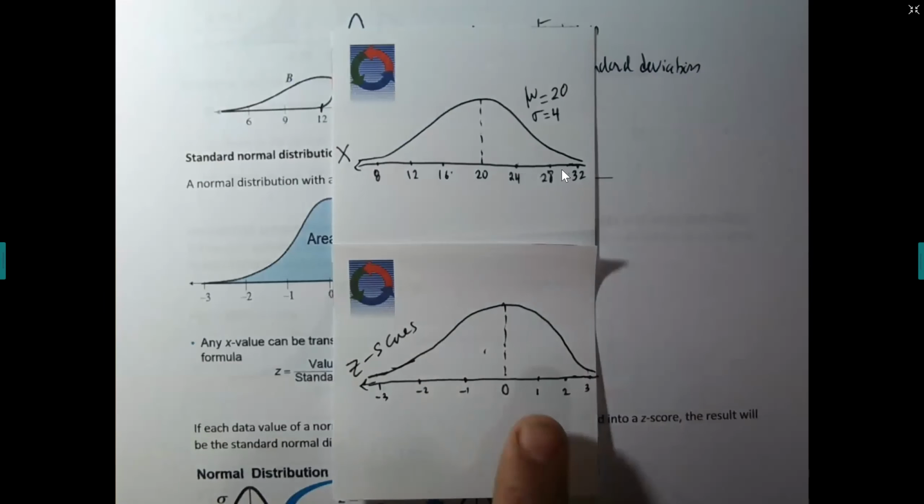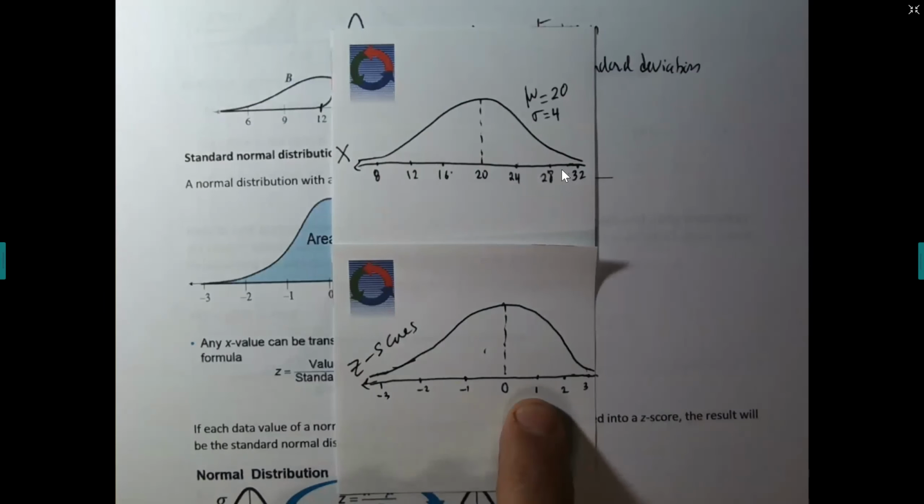Okay. This one, guys, doesn't mean just number 1. It means a z-score of 1. That means the value is 1 standard deviation above the mean. This is 2 standard deviations above the mean. This is 3 standard deviations above the mean. If you ask me how come 20 became a 0, let me tell you how come 20 became a 0.